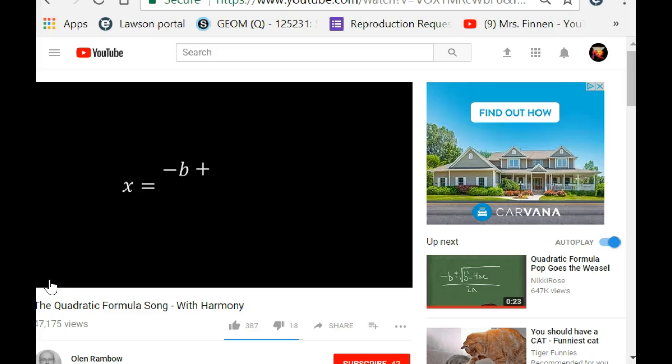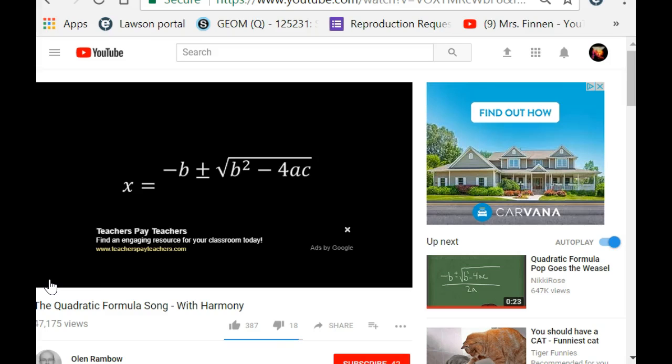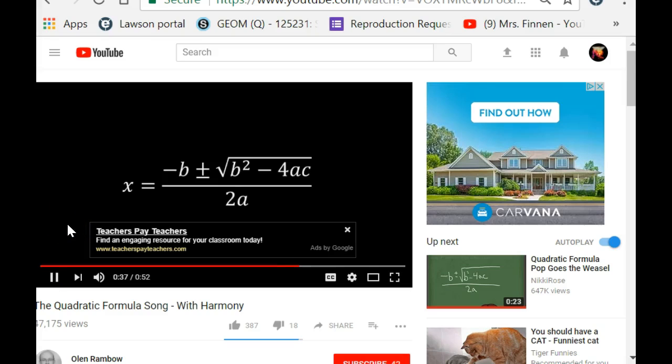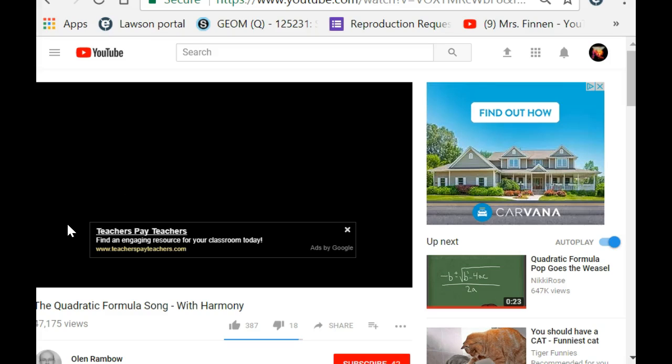X is equal to negative b plus or minus the square root of b squared minus 4ac all over 2a. Pop goes the weasel. X is equal to negative b plus or minus the square root of b squared minus 4ac all over 2a. One more time. X is equal to negative b plus or minus the square root of b squared minus 4ac all over 2a.